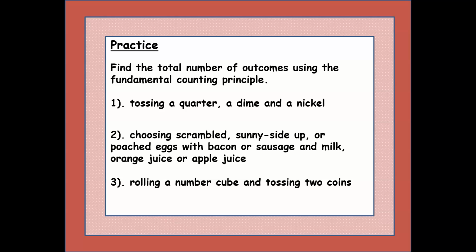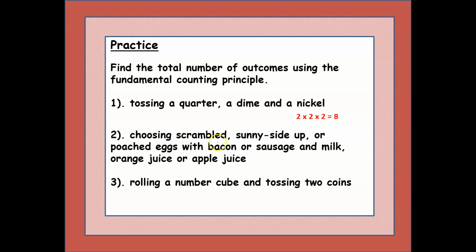So it's your turn to practice using our fundamental counting principle. Number 1, we're tossing a quarter, a dime, and a nickel. How many different outcomes can you have? You can do heads or tails for a quarter, heads or tails for a dime, and heads or tails for a nickel. So you have 8 outcomes.